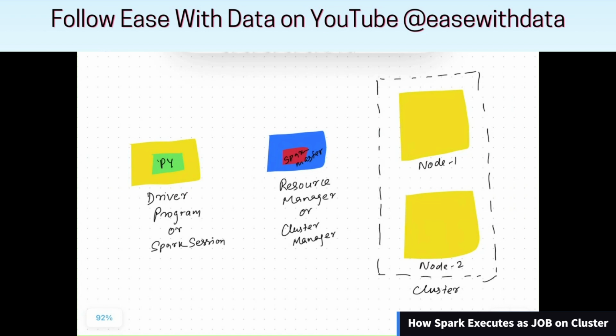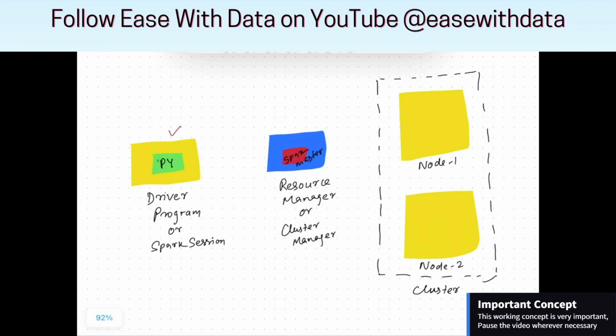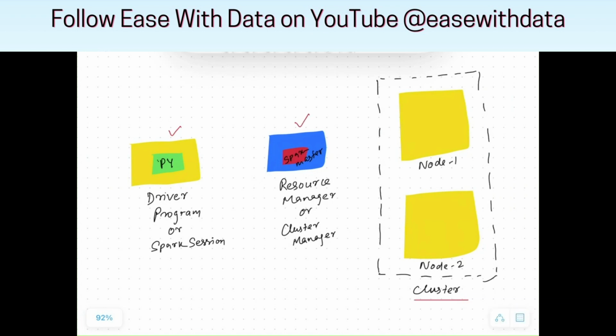But before we run our code, let's understand how Spark works on a cluster environment. To understand this, let's use this example. Consider we have a driver program marked in yellow and a resource manager marked in blue. Again, we have a cluster which has two worker nodes, node 1 and node 2. Now, what happens when we submit a program?